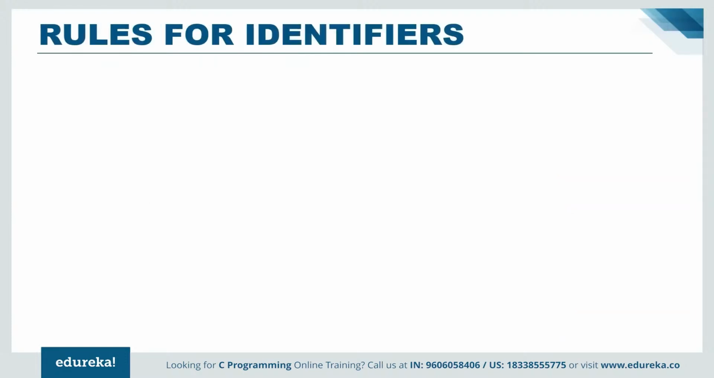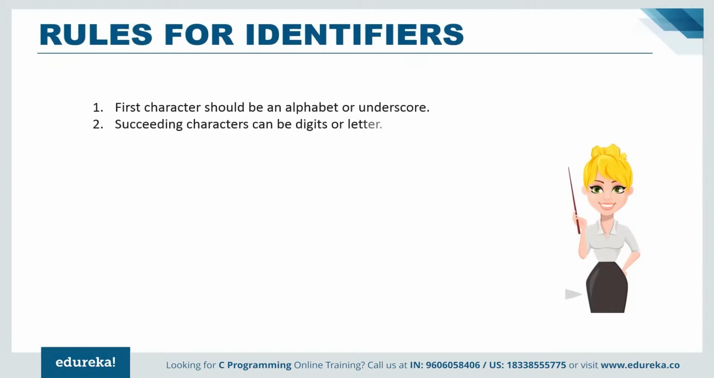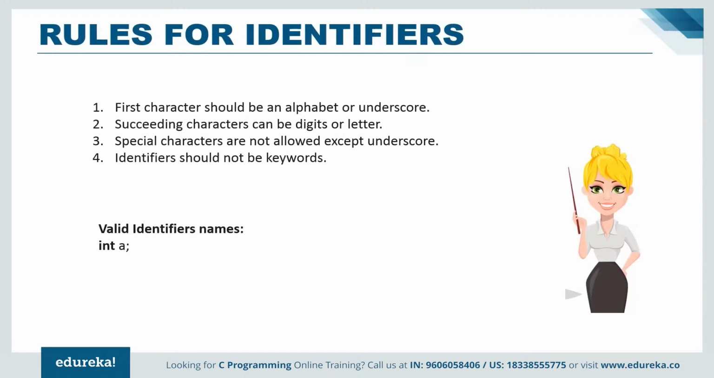Followed by this, we shall also understand some basic rules for declaring identifiers. Some of the basic and important rules used for declaring identifiers are: the first character should always be an alphabet or an underscore. The succeeding characters can either be digits or letters. Special characters are not allowed except underscore. And the last rule is that identifiers should not be keywords. Let us see the examples to understand these rules.